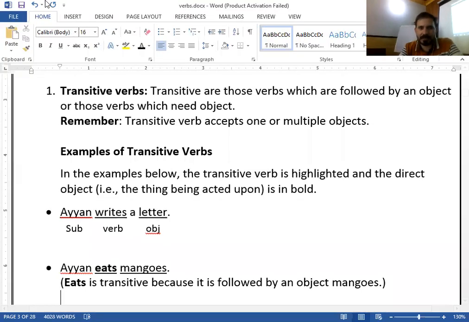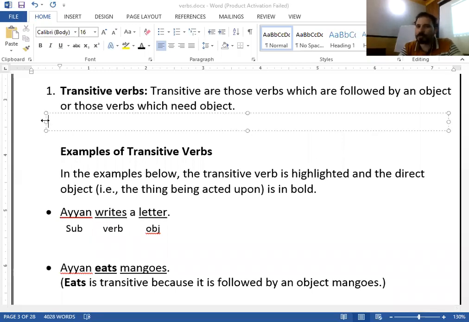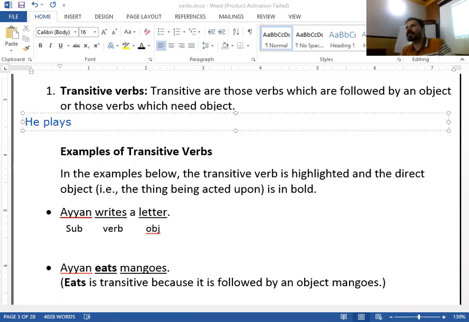It's easy, clear? I'm going to explain it. When a verb takes an object, it is called a transitive verb. For example, if I say, "He plays." He plays what? Cricket. If your verb comes here, which one is the verb? Plays. Clear?